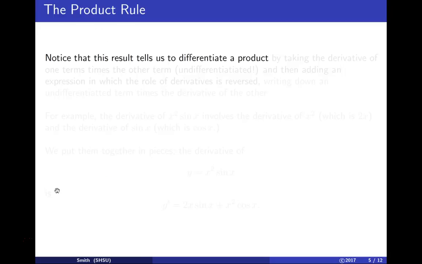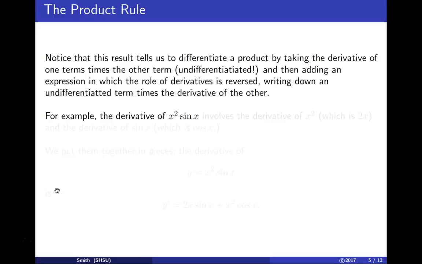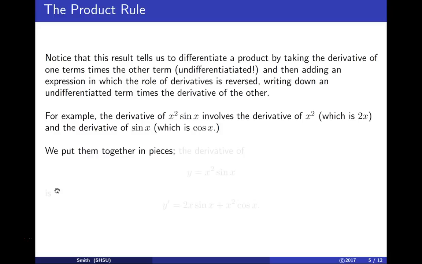What does this really tell us? If we're going to differentiate a product, we do this by taking the derivative of one expression times the other term, undifferentiated, and then adding an expression in which the roles of the derivative is reversed, writing down the undifferentiated term times the derivative of the other. For example, the derivative of x squared sine x will involve the derivative of x squared, which is 2x, and the derivative of sine x, which is cosine x, but we have to put them together in the right way.